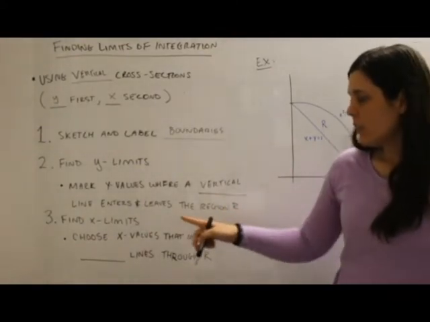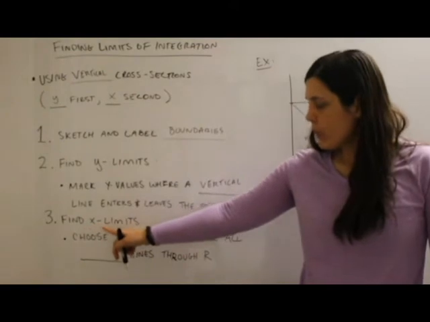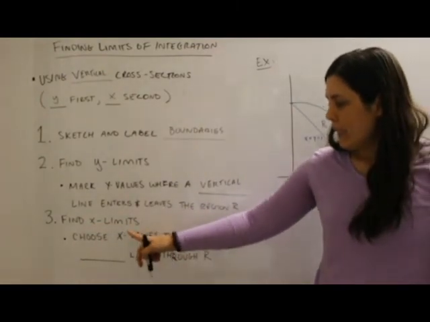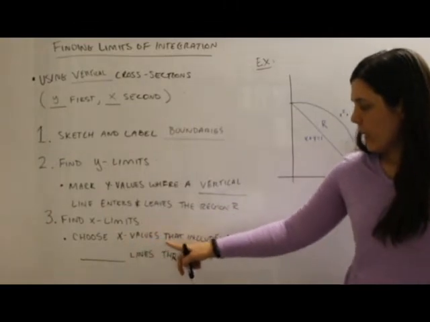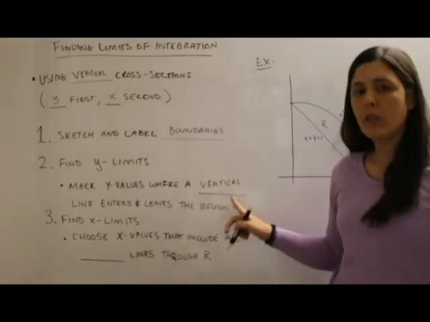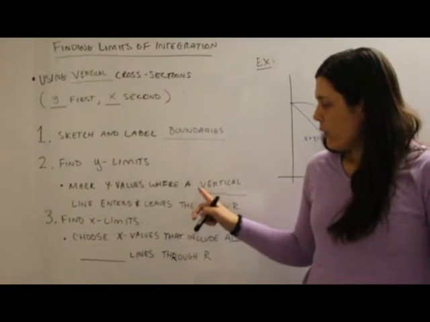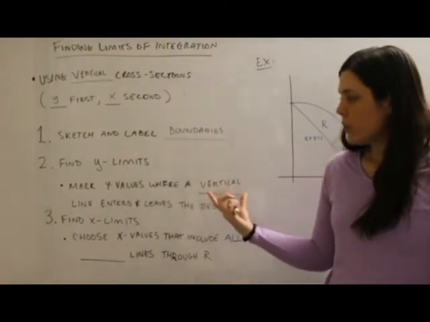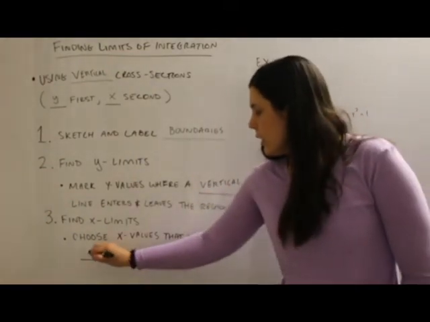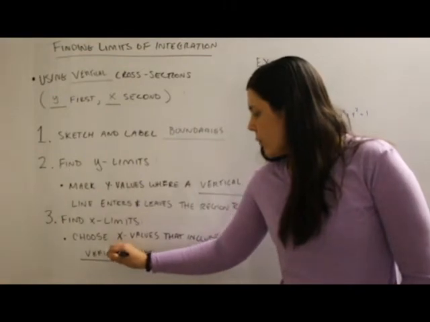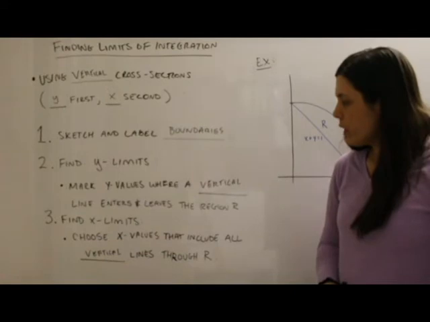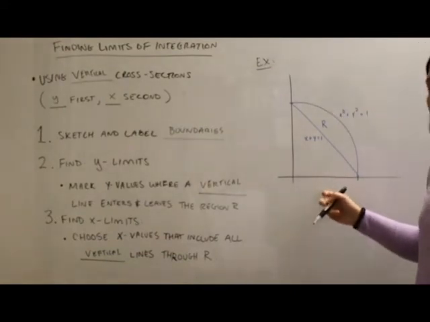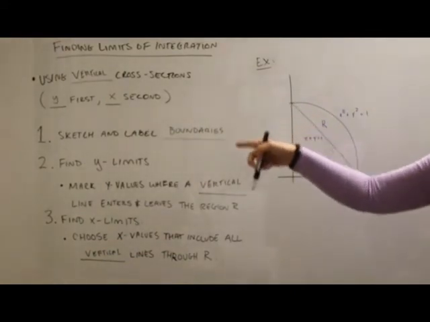Once you've done that, then step 3, you find your x limits, and basically this is just a way for you to pick all the x values that include the vertical lines from step 2. So if you can encompass all the vertical lines you can possibly draw from step 2, then those are going to tell you your lower and upper x values for your boundary. So taking a look at this example here, let's see if we can put these into practice.